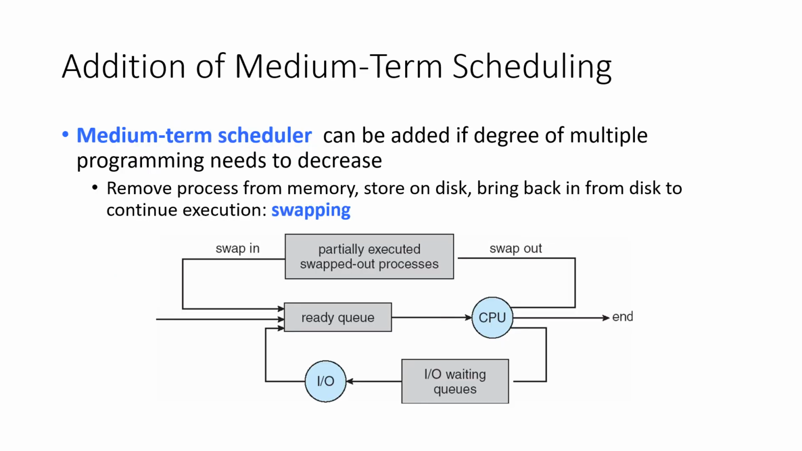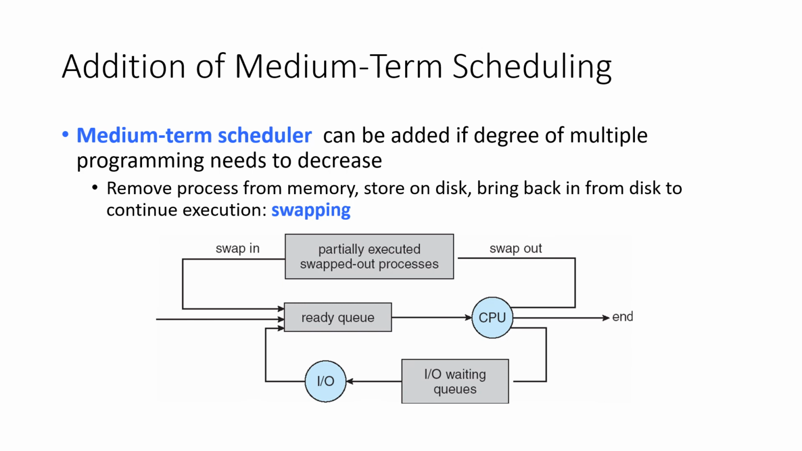Next, I told you about the mid-term scheduler. Mid-term scheduler can be added if the degree of multiprogramming needs to decrease. That means more programs are present in the system that need to be brought into the ready queue for execution. I told you that if there is no space in the memory RAM, we put these programs into virtual memory. So here is where the mid-term scheduler comes into the picture. The mid-term scheduler is used to swap in and swap out the processes.